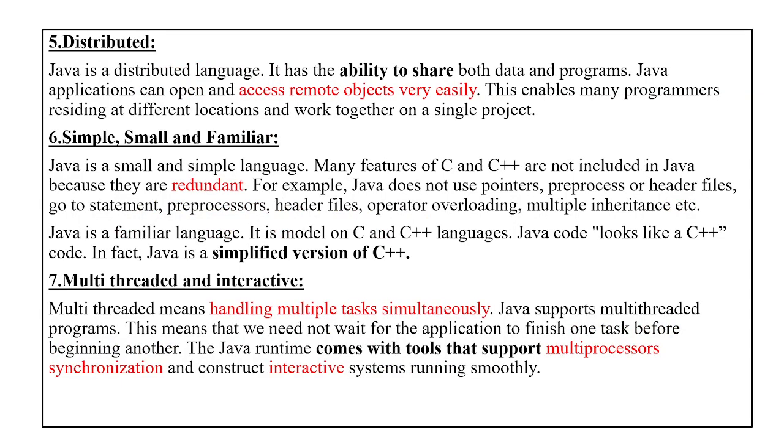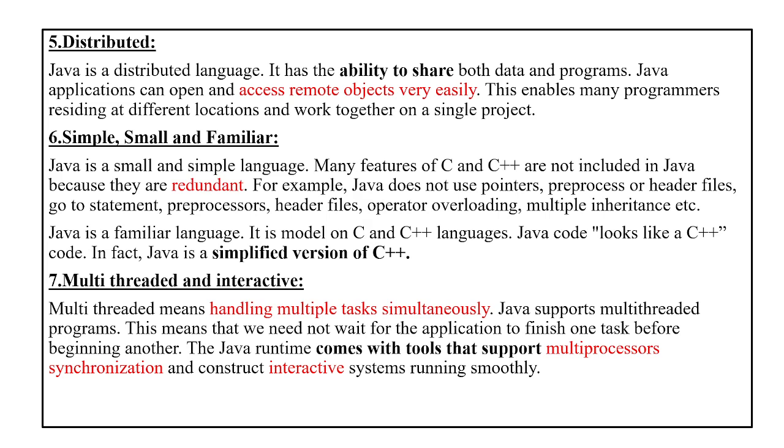Let us move to the fifth feature, that is distributed. That means Java is a distributed language in the sense it has the ability to share data and programs, and not only this, it has the capability to access remote objects very easily. Because of this feature, programmers can reside at different locations and yet they can work together on a single project.